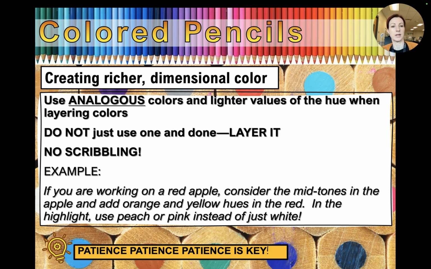So if you're working on a red apple, think about the mid-tones of the apple. Add some orange and yellow. Remember, analogous colors. In the highlight, use a peach or a pink instead of just white. So when you're looking at this, it's going to look a lot more interesting and less flat.